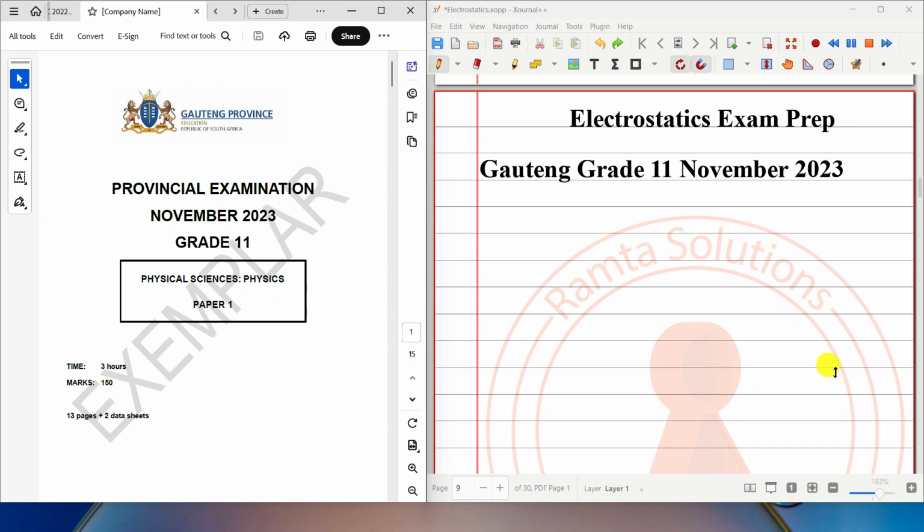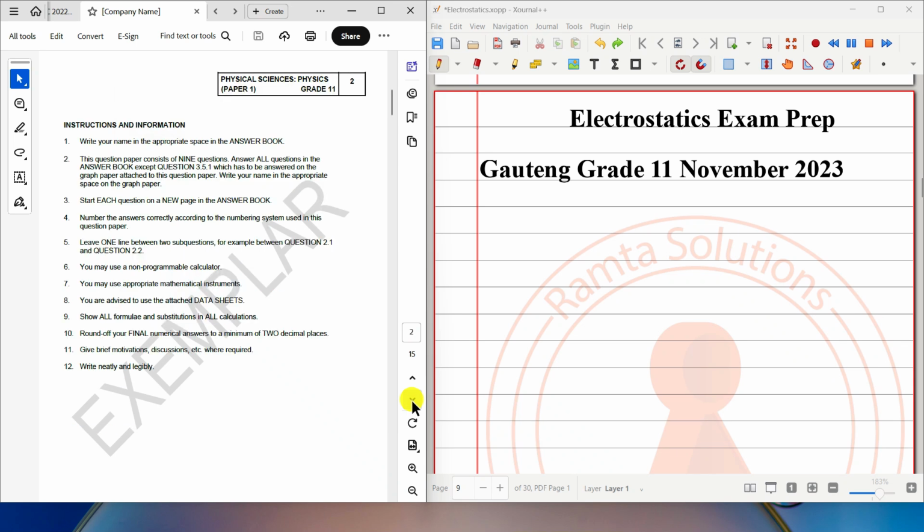Welcome to your grade 11 and 12 physical sciences electrostatics. Today, in our exam prep, we're looking at the Gauteng province's grade 11 examination of November 2023. So, as is the norm when we do past papers, it's important that we remind ourselves what's expected of us.